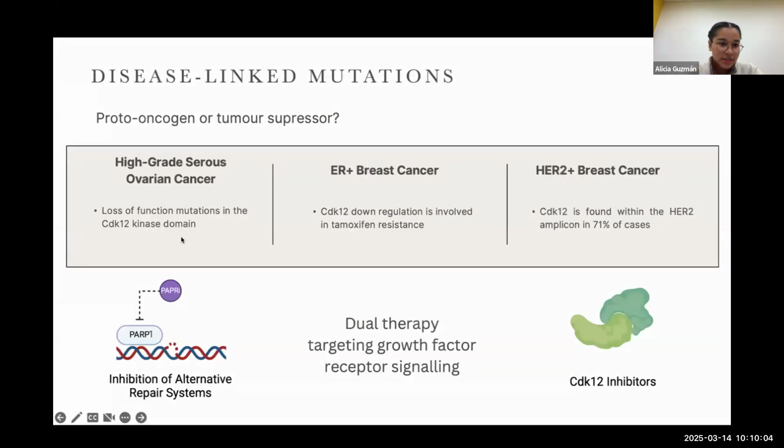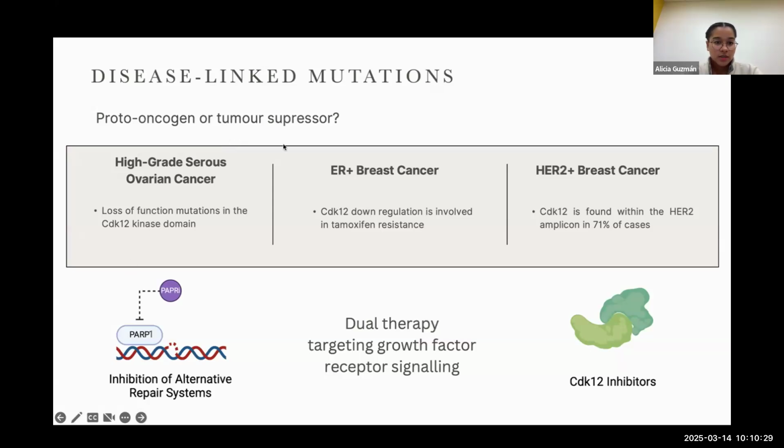So basically what happens is for the ovarian cancer, because we have loss of function of CDK12, other DNA repair systems are going to kick in. But the idea is that if you have CDK12 loss of function, and then you also treat the cells with inhibitors for those alternative pathways, then hopefully the cell would just eventually die because it would accumulate too much DNA damage.